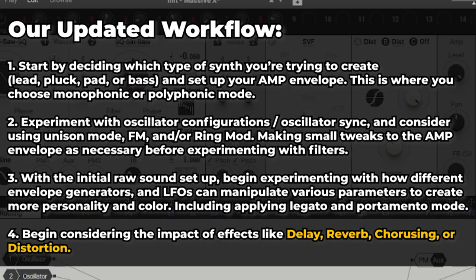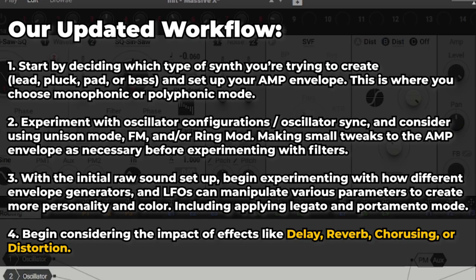Then I would select an initial oscillator to use as reference for setting up my amp envelope. This is also where I would decide to set up my synth as being monophonic or polyphonic. Once that's set up, I would experiment with my oscillator configurations or oscillator sync and consider using unison to create the sound that I want, making small tweaks to my amp envelope as necessary before experimenting with filters.